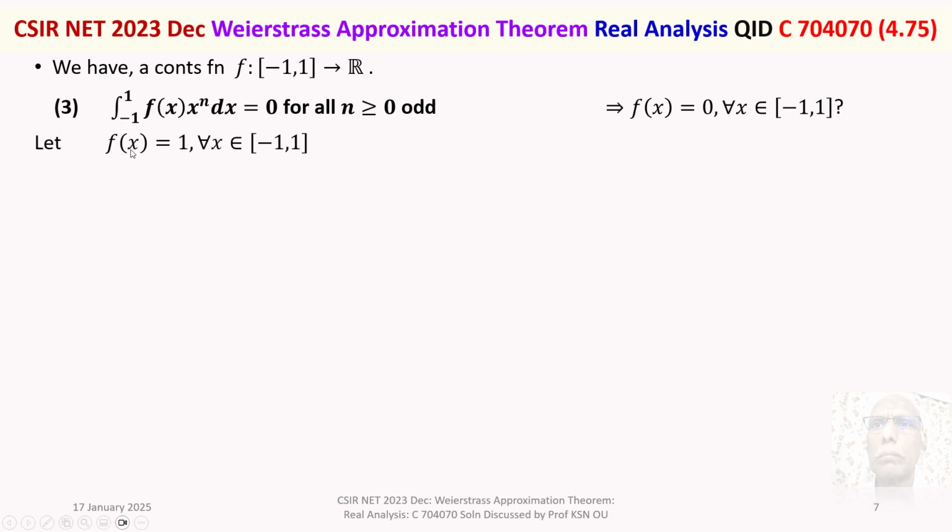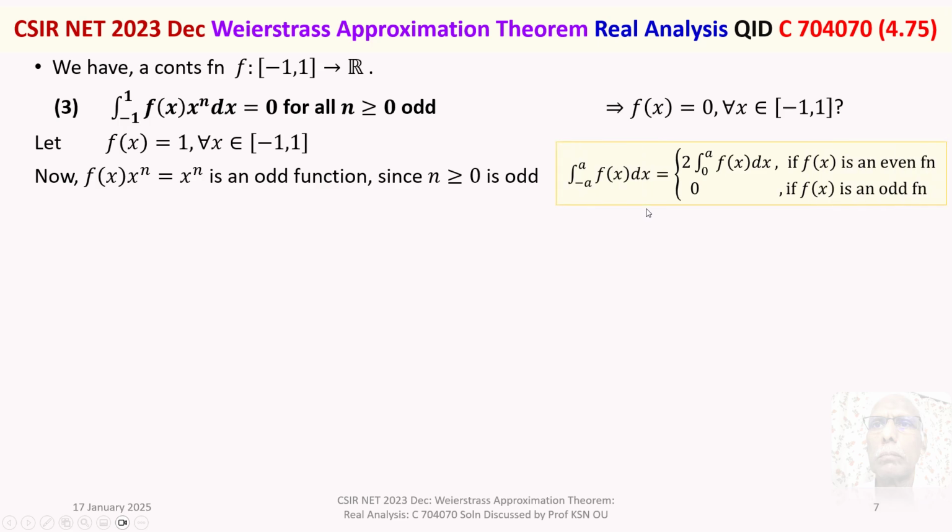Let us consider f of x is 1 for all x belongs to the closed and bounded interval -1 to +1. Is a constant function, right? Now, then f of x into x to the power of n. F of x is 1 into x to the power of n. What is n? n is odd. So, x to the power of n is an odd function because n greater than or equal to 0 is odd, is given to us.